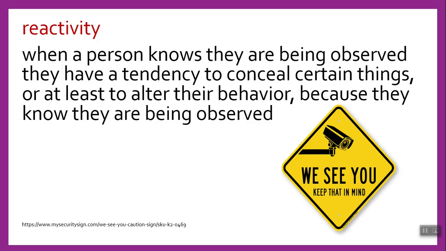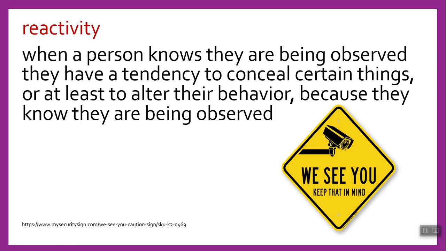This is called reactivity. And it is, I think, the biggest difficulty that arises in field research with people. The fact that when a person knows they're being observed, this tends to affect their behavior. Maybe they'll try to conceal certain things, or at least to alter their behavior to appear more favorable because they know they're being observed. Maybe knowing somebody is watching them will make them act more gregarious and more outgoing, make them act out more than they normally would. Whatever the effect is, knowing somebody's watching them alters their behavior.